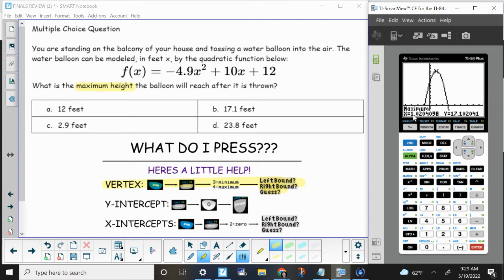All right, there's going to be the x value, which says 1.02. What that tells me is that this water balloon is going to take 1.02 seconds to reach its maximum height. And then the y value, which is always going to be height, is 17.1. This tells me that this water balloon will reach a maximum height of 17.1 feet. This tells me that my answer for this particular problem will be B, because it is asking what is the maximum height the balloon will reach after it is thrown.